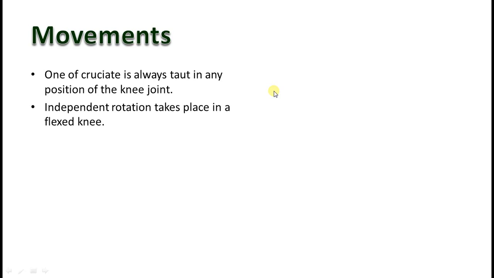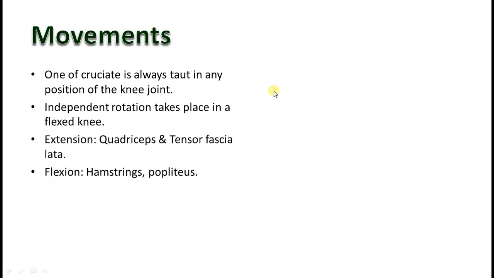This happens in a semi-flexed knee. Not only that, the range of flexion is actually 120 degrees, which can be extended up to 140. 160 degrees is when your calf region touches your thigh, when you completely bend. So maximum is 160 degrees.